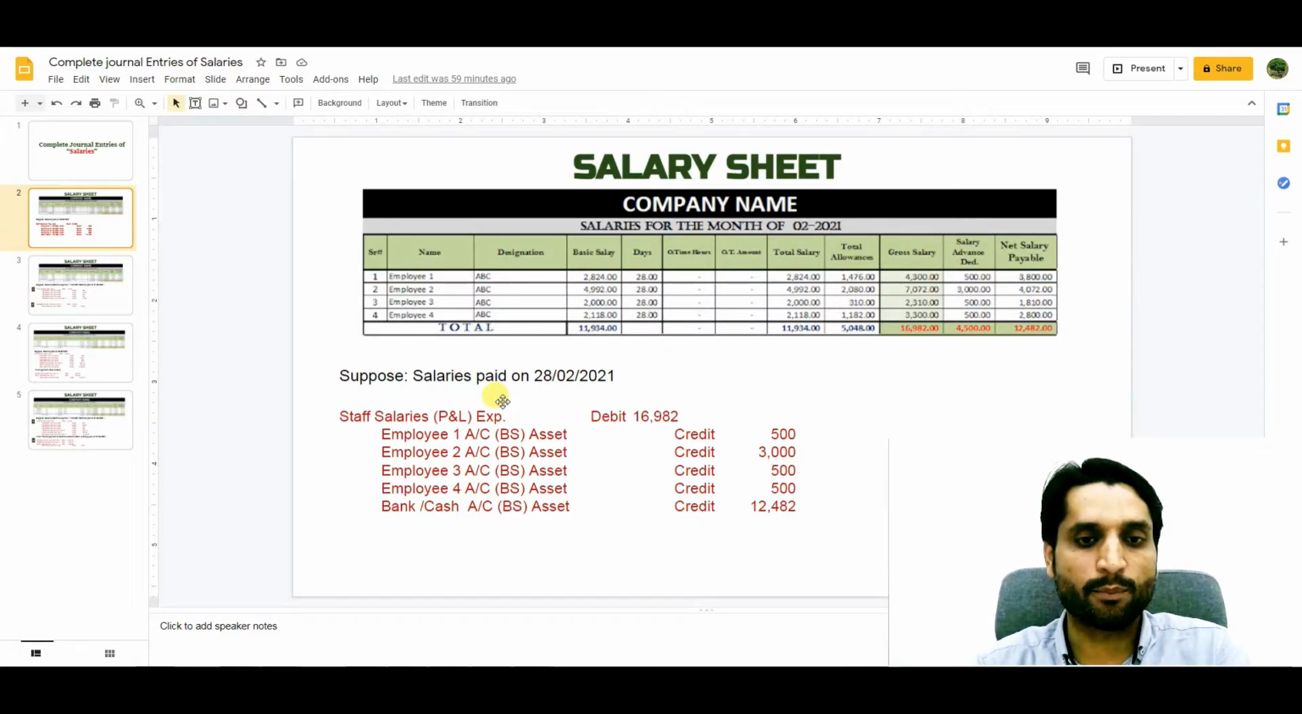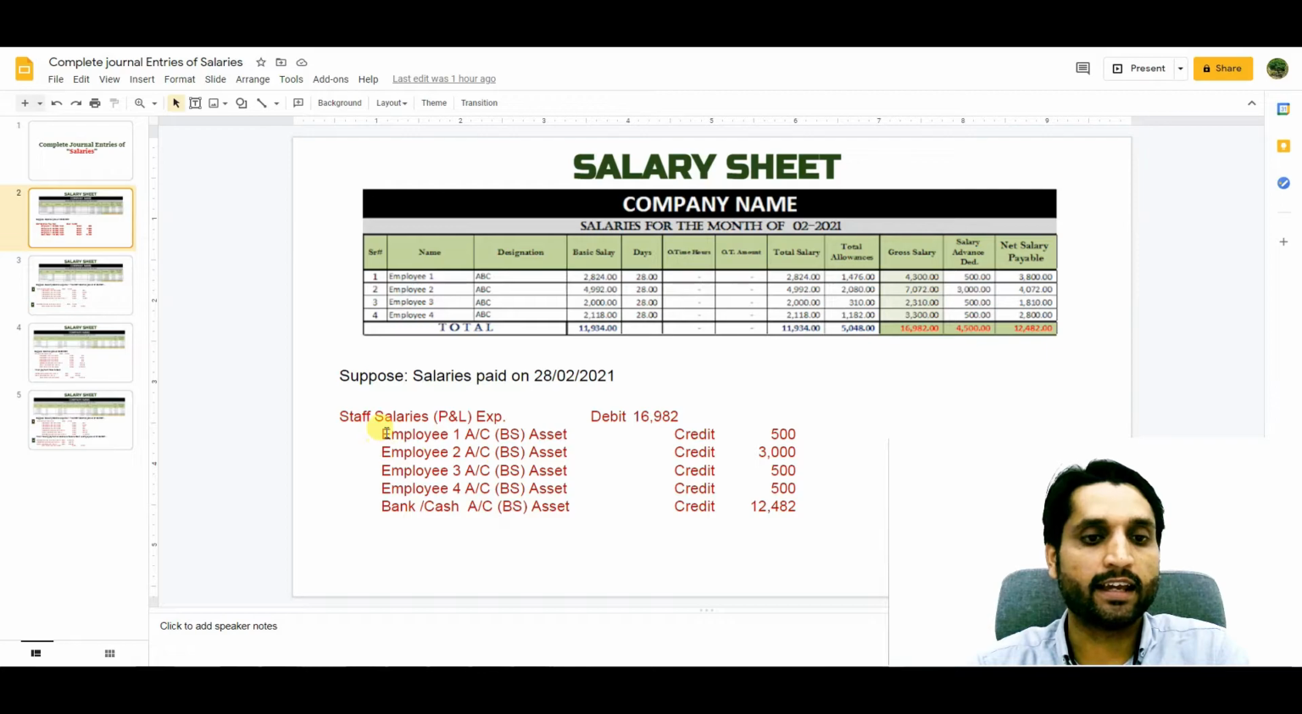So suppose this company is paying salary on 28 February 2021 at the end of each month. So staff salaries, profit and loss expense account will be debit with gross salary. The gross salary is the total expense of the company. So keep in mind you need to make debit this 16,982 instead of 12,482 which you are paying. So this is the total expense of the company as salary expense.